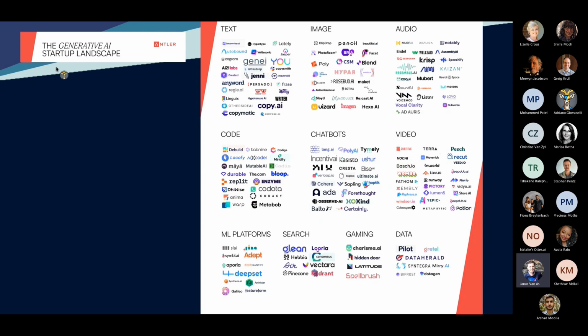So I just quickly looked for a landscape from November 2020 till now, of what sort of organizations have started up as a result of the AI revolution. And as you can see, there's quite a lot of companies. Unfortunately I can't see the top part now, but audio, code, chatbots, video platforms, search, gaming, data.